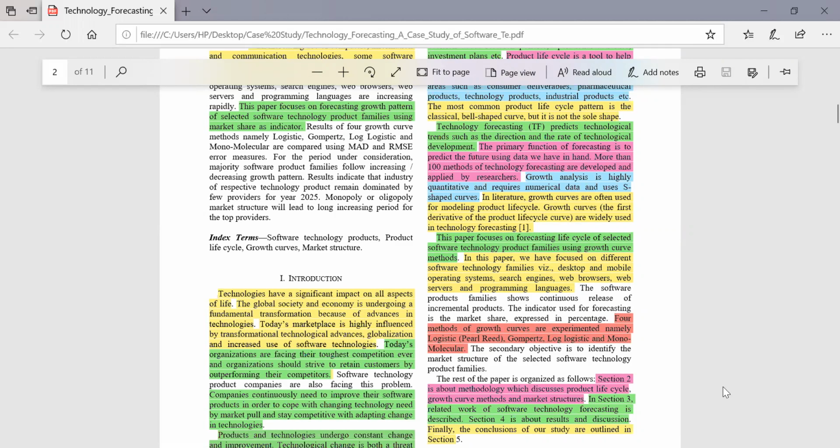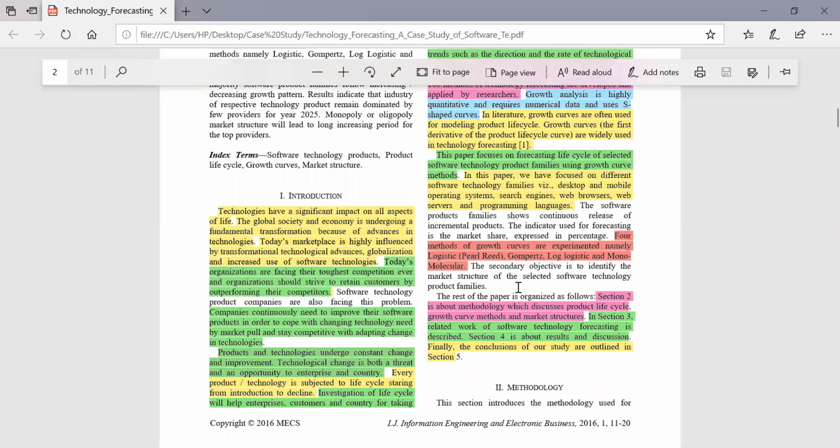In these, there are around 11 to 12 growth curves associated with product life cycle. In this paper, four growth curves are experimentally compared. So what are these four growth curves? One is the logistic, the second is the Gompertz, the third is the log-logistic, and the fourth is the monomolecular. These are the four growth curve methods which are tested experimentally in the paper. Once you have gone through the different growth curves, as I told you, there are 10 to 11.